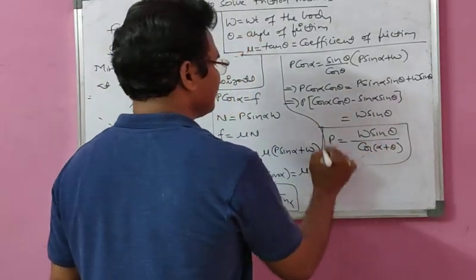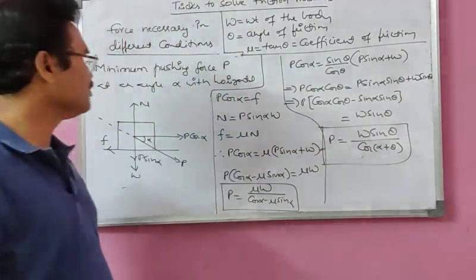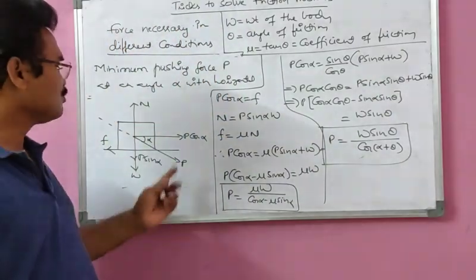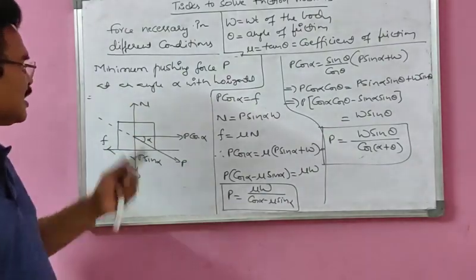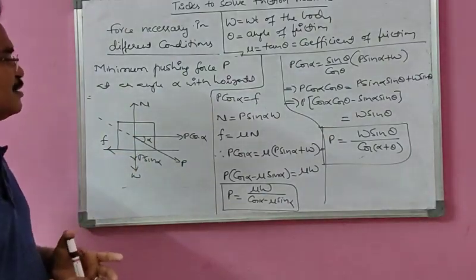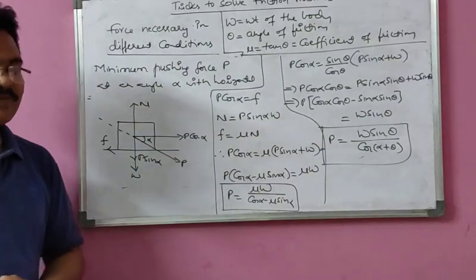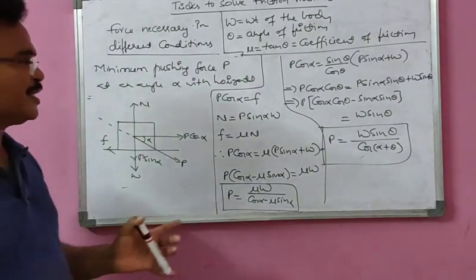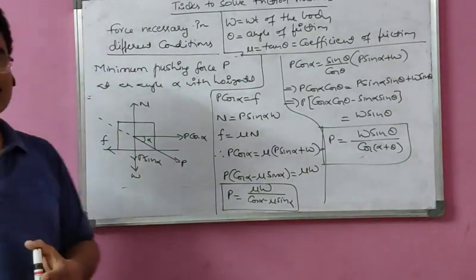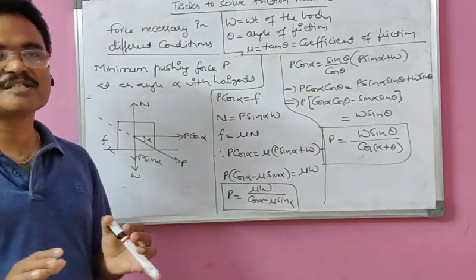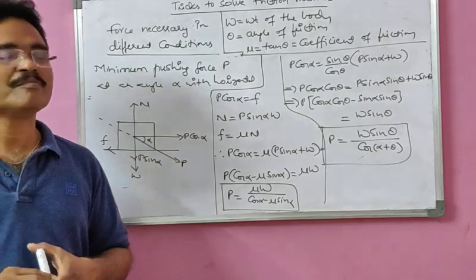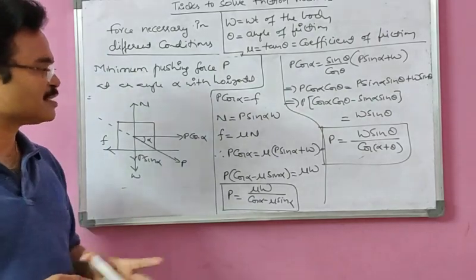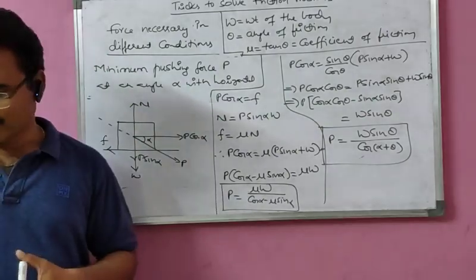So this is another way to represent the minimum pushing force required to move the block on a rough horizontal floor, making an angle alpha with the horizontal. So these two expressions are very important in order to find the minimum force required here. They are just minimum forces, not for the acceleration, just to move the block on the rough horizontal surface. These are the forces required here.